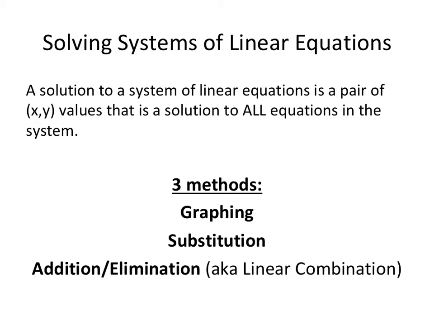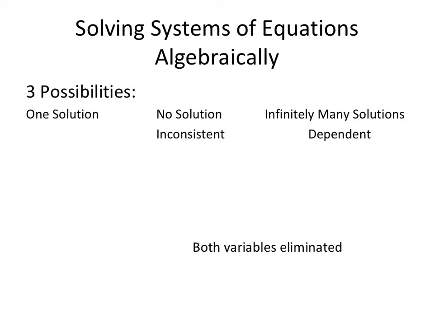The last method we'll discuss is the addition-elimination method. This is also known as the linear combination method, and a lot of times the text might just call it the addition method. Again, as we talked about in the last two methods, there are three possibilities. One, no, and infinitely many solutions.